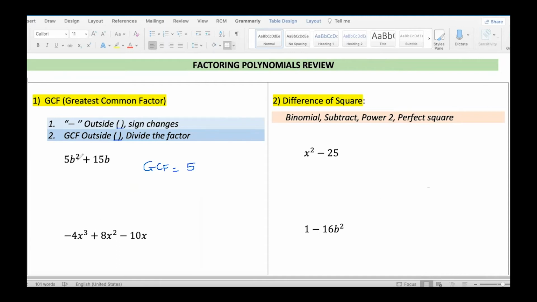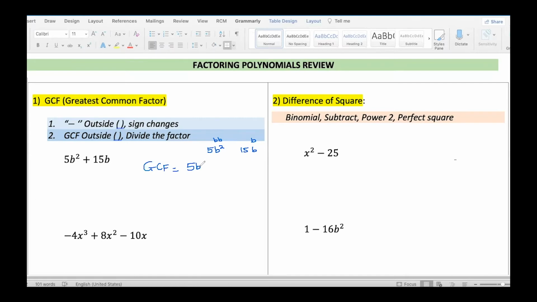Now, how about b squared? b squared means we have 2 b's, that's the b and b. And then if I have 15b, that's just one b, right? So the most that we both have in common is 1. You have 2 b's and I have 1 b. So the GCF in common is 5b.